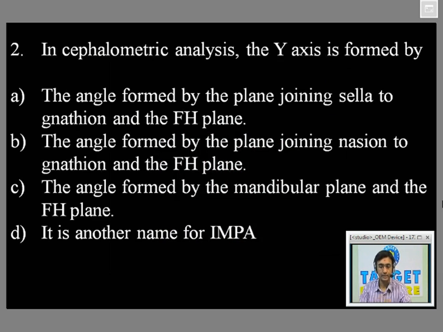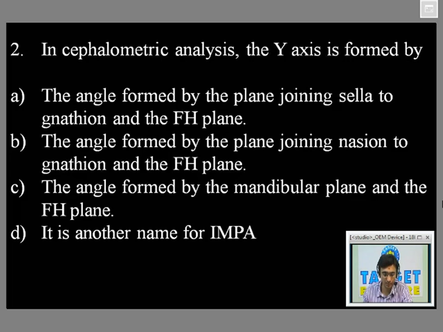So next, in cephalometric analysis, y-axis is formed by what? It is formed by the Sella-Gnathion plane and the FH plane. Y-axis is used in Downs analysis. Downs analysis is very important with respect to the MCQs asked, because not many MCQs are asked from Steiner's analysis or McNamara analysis, but a lot of MCQs are asked from Downs analysis just because it is very well taught in the graduate school. So y-axis is formed by what?